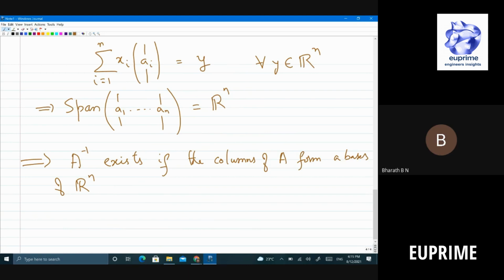Right? So that is called the rank of a matrix as of now. It turns out that the number of linearly independent columns is also equal to the number of linearly independent rows, which is equal to the rank. Is this clear? Any questions? I'll pause for a minute and then we'll move on.